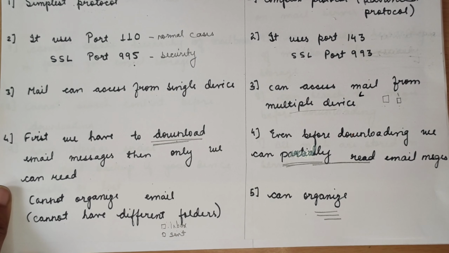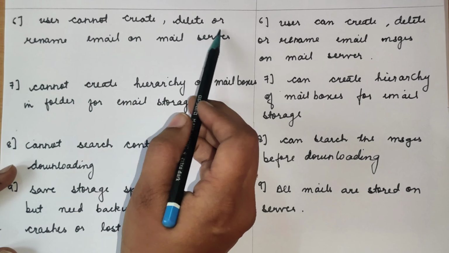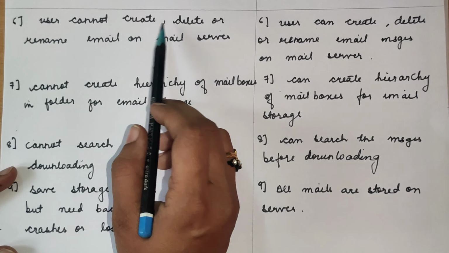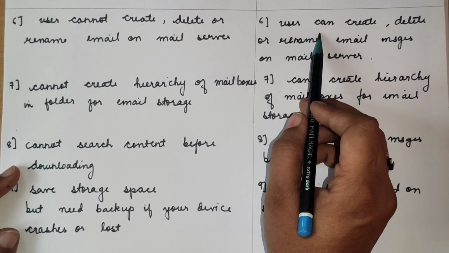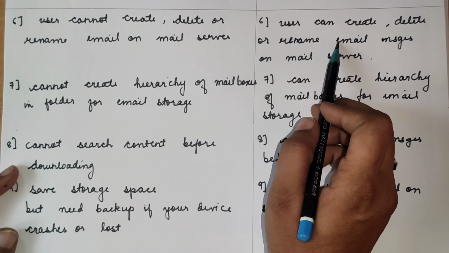Next difference is, the user cannot create, delete or rename the email on a mail server. Here we cannot create or rename the email messages that we already have, whereas in the case of IMAP we can easily rename or create, or we can delete the messages from the mail server.